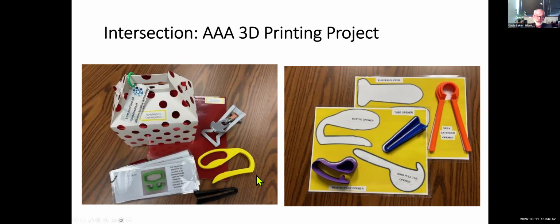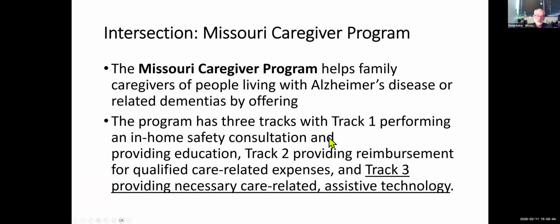Now I'll turn it back over to Christina here to talk about what we've been doing the last couple of years, which is the Missouri Caregiver Program, which she referenced when she was talking a little bit earlier.